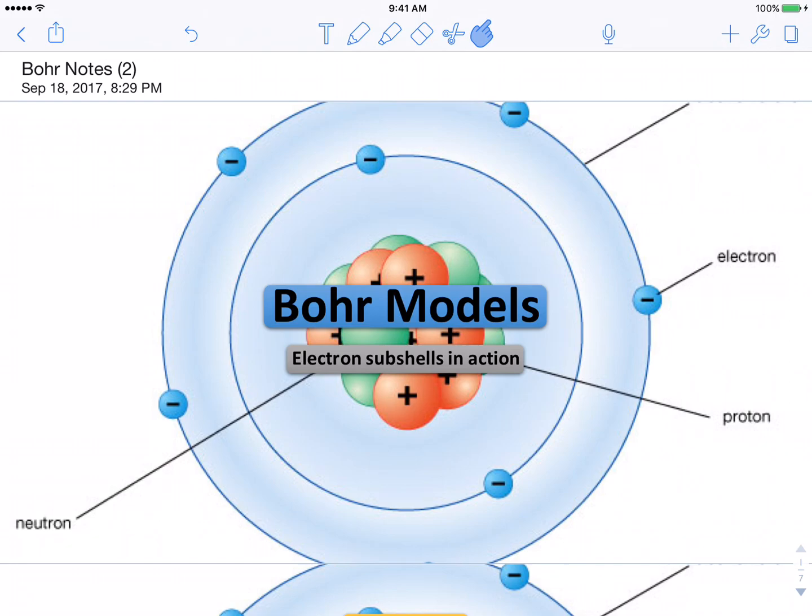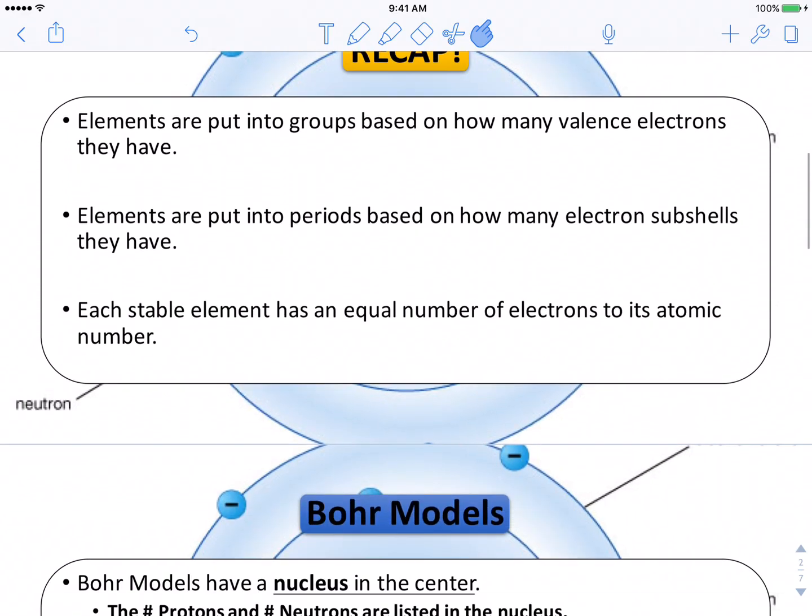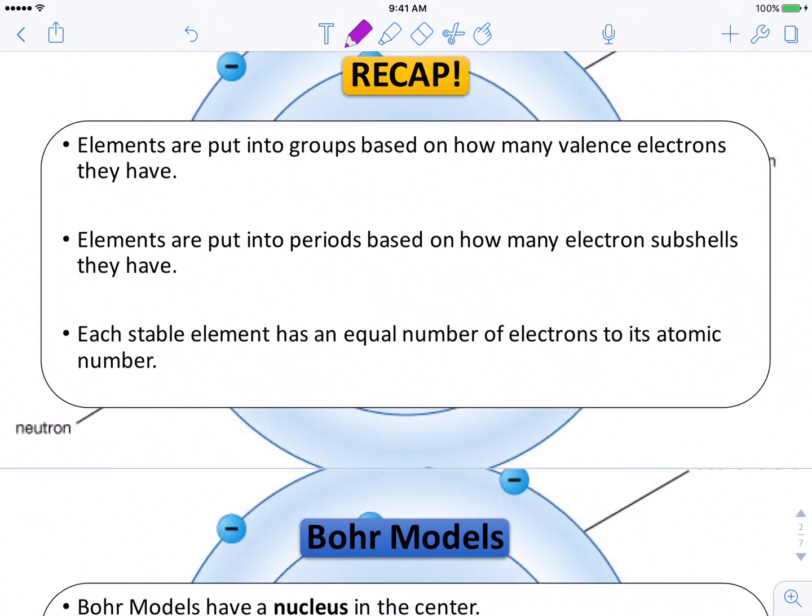So last week we practiced identifying subshell counts as well as valence electrons in elements. So now we're going to put them all together and map out electrons on each subshell level of elements. And these are called Bohr models. So remember that elements in the periodic table are put into groups based on how many valence electrons they have.